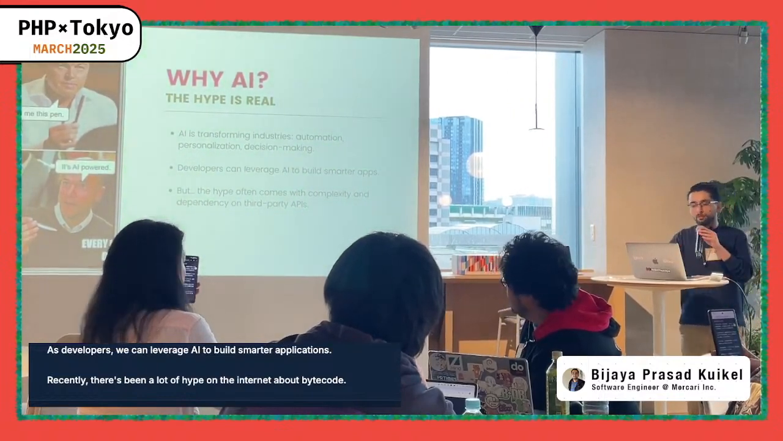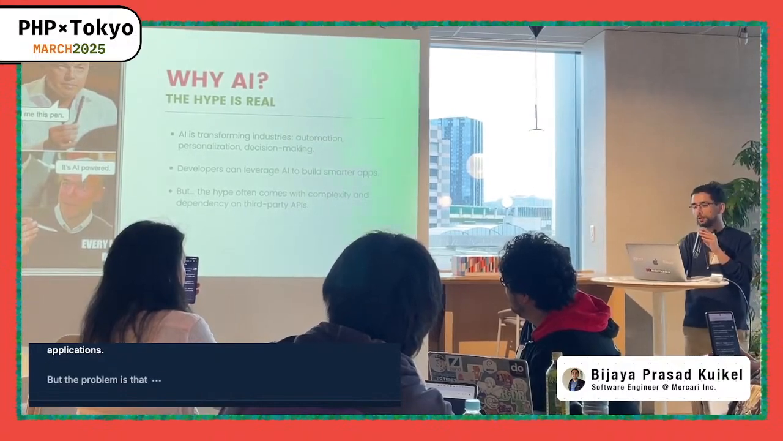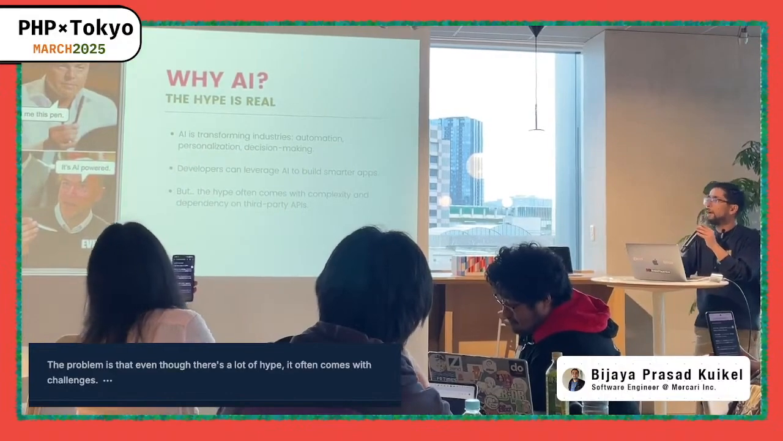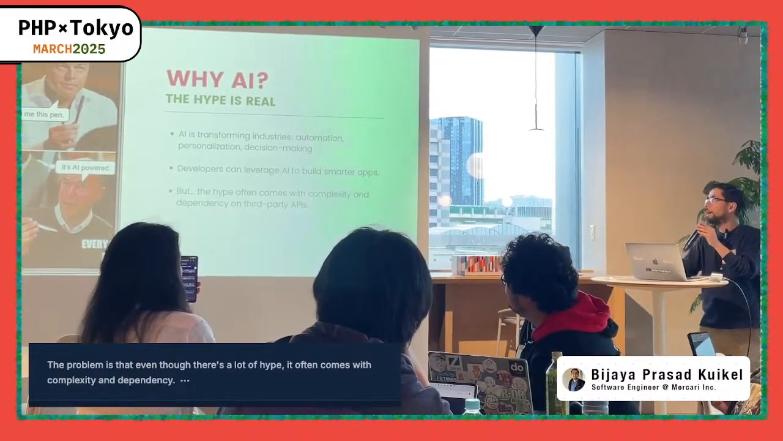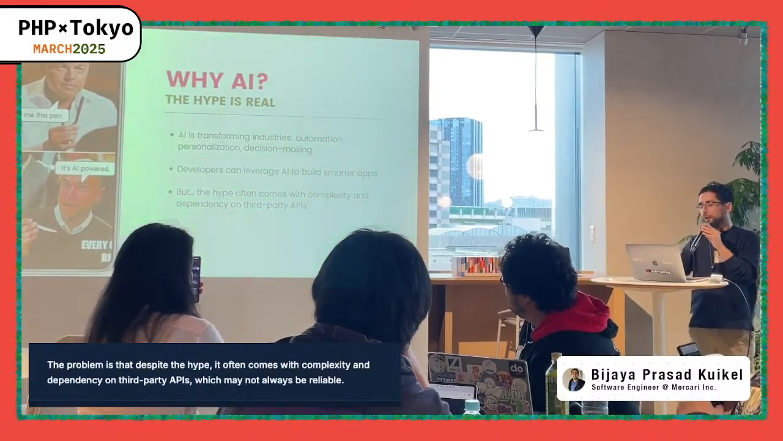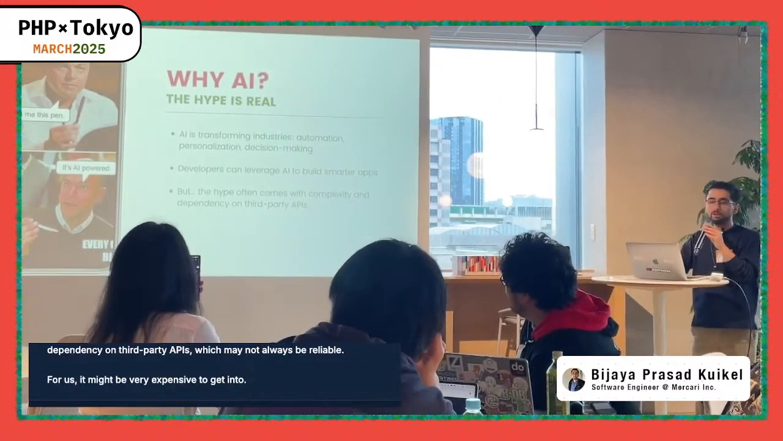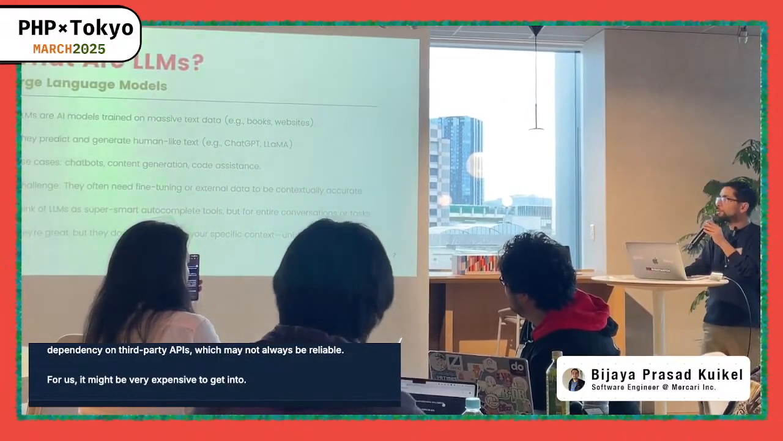But the problem is that even though there is a lot of hype, the hype often comes with some sort of complexity and dependency on third-party APIs. And the third-party AIs are not in our hands. Maybe it is very expensive to get in touch. There are many problems that they have, so we'll be dealing with those kinds of things today. Let's move on to some of the terminologies.